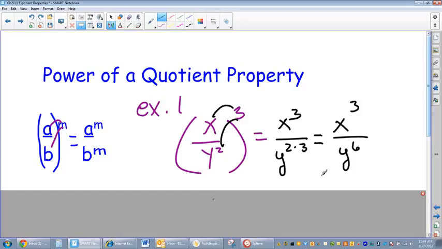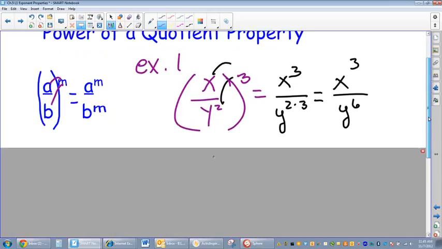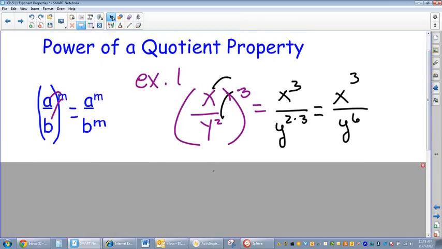No, it should be outside the parentheses, because what we're doing is distributing the 3 inside. Are there any negative exponents? So we're not going to flip. You only flip if there are negative exponents.